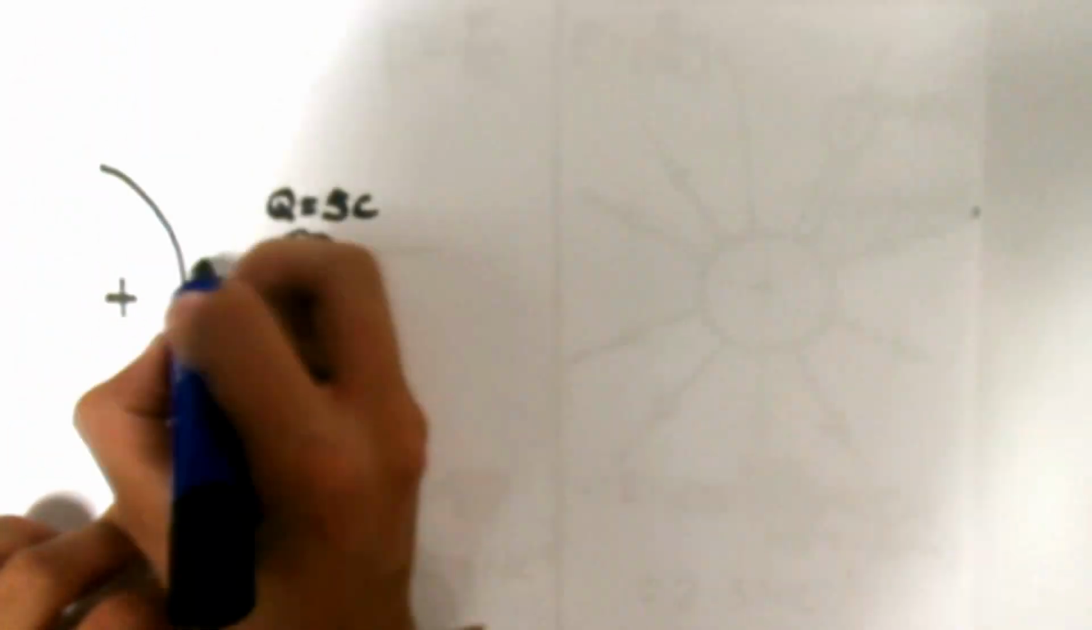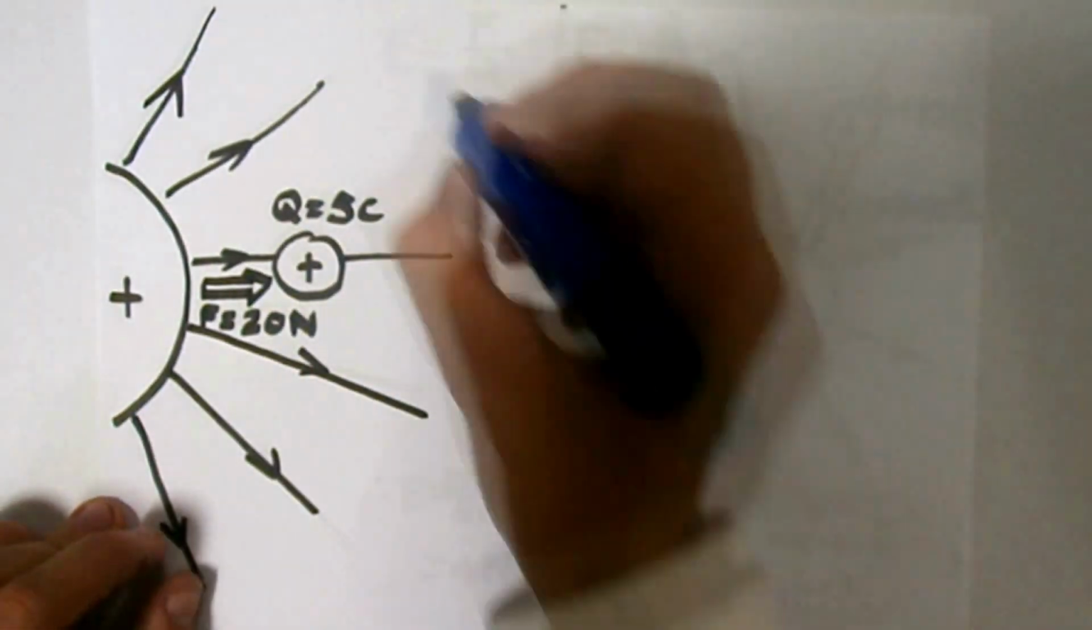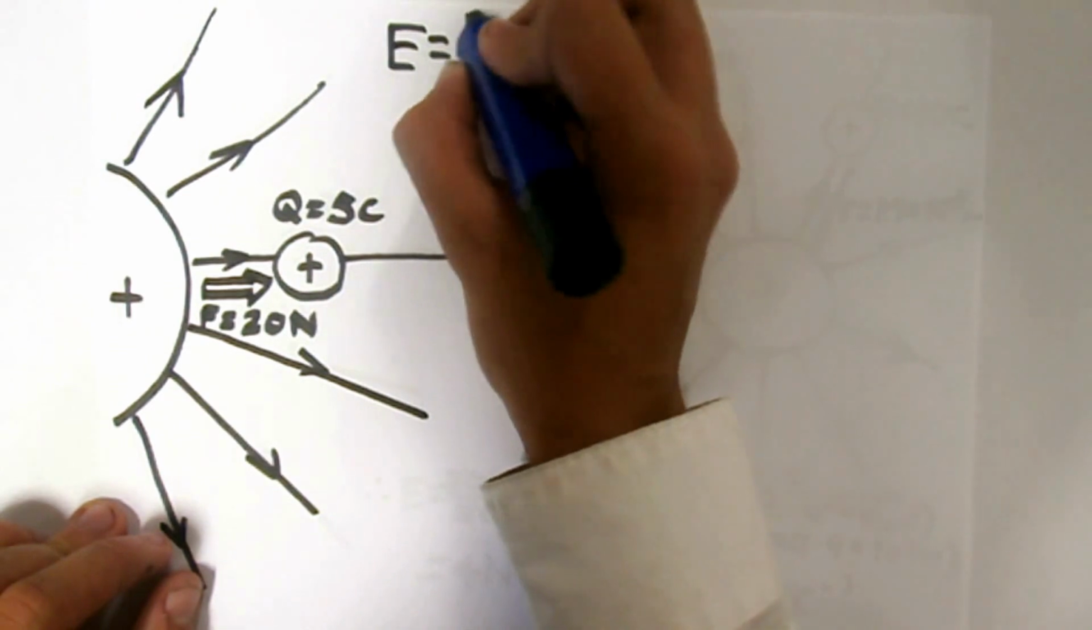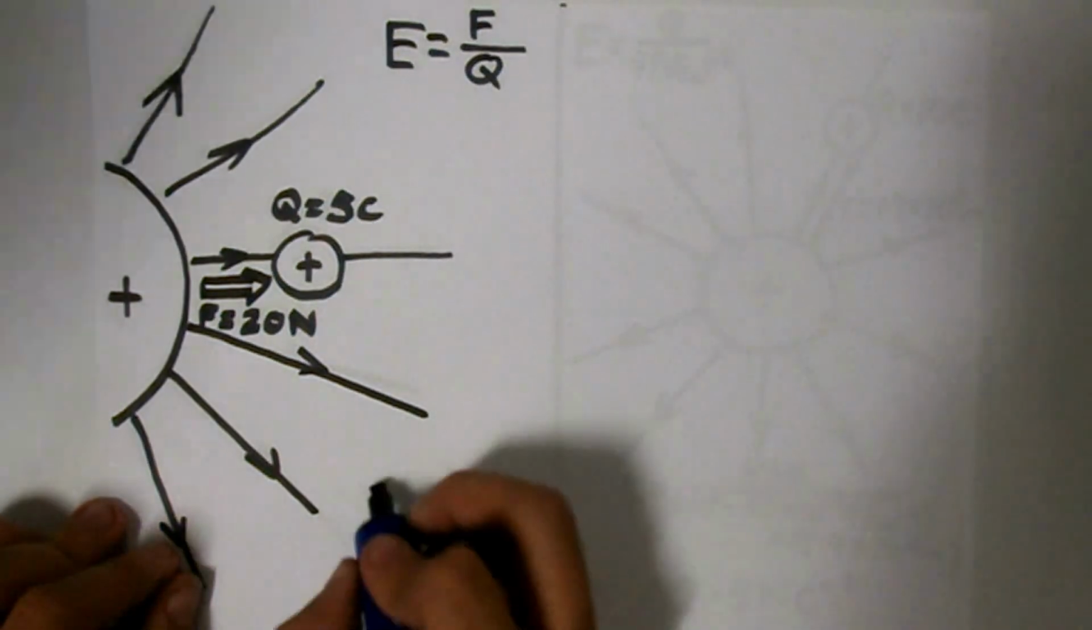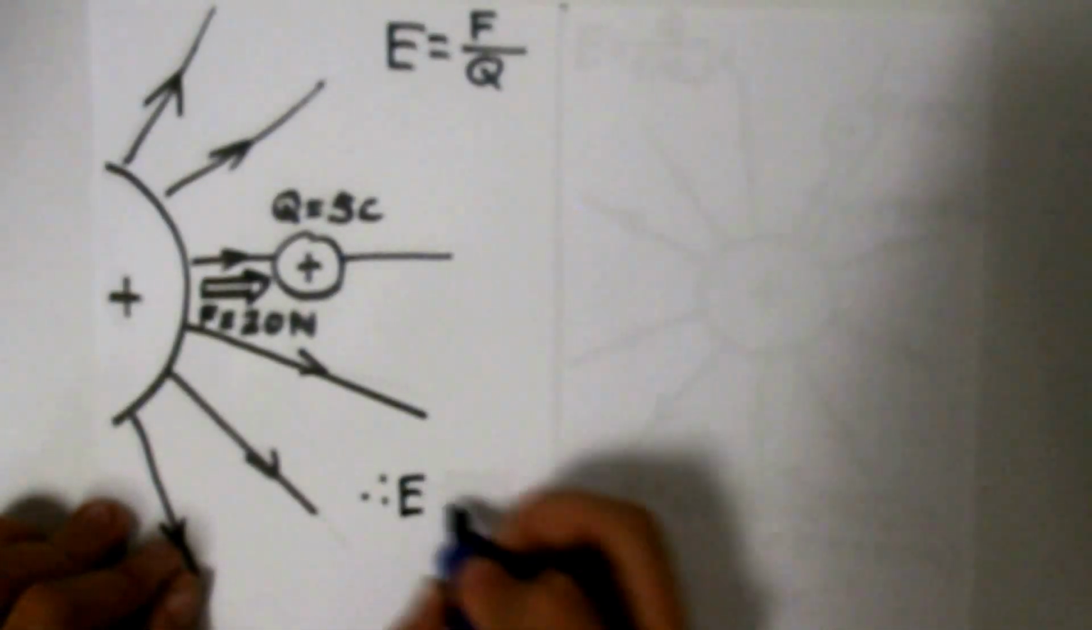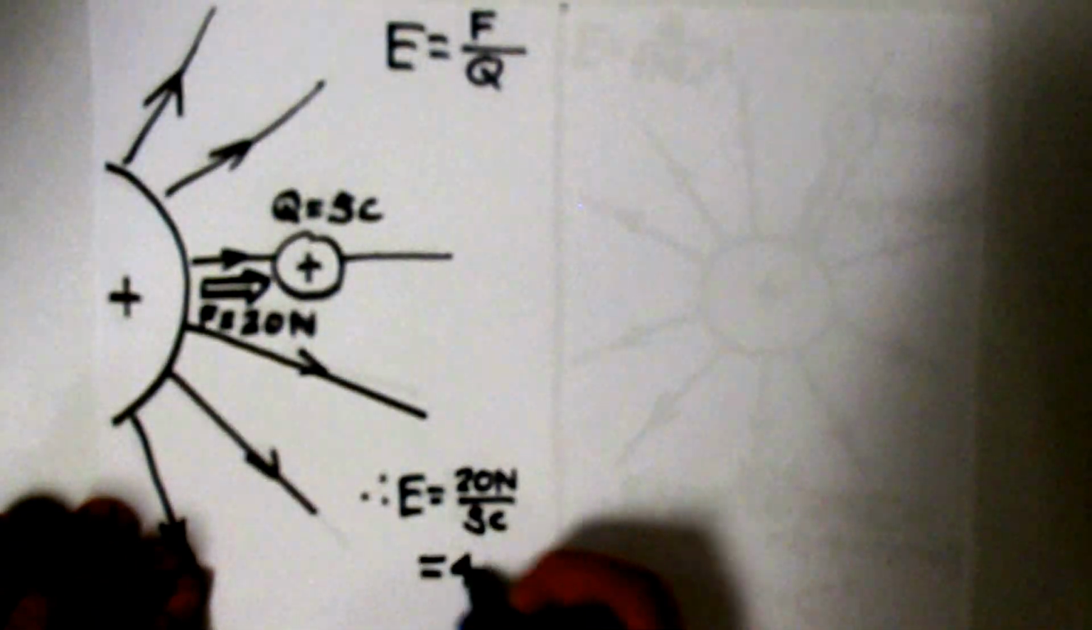So, how do we figure out how strong this electric field is? Well, there's more than one way. One way is to use a particle of which we know the charge and the force exerted on it while it is in the electric field. Using E = F/Q, we can work out that the electric field strength is equal to 20 over 5, which is equal to 4 newtons per coulomb.